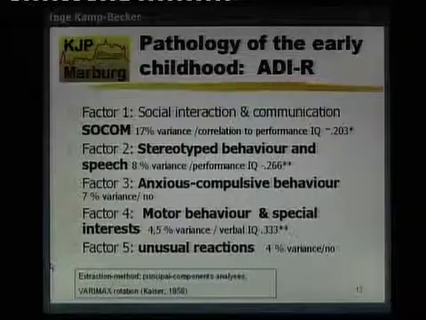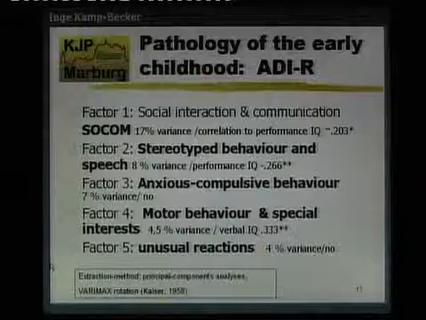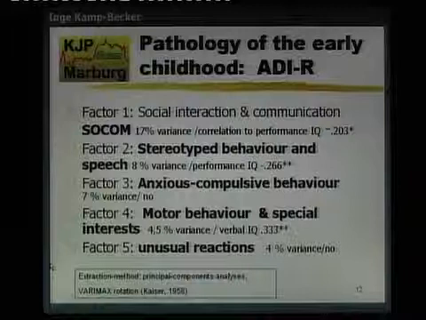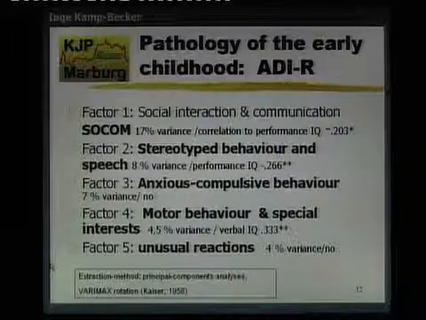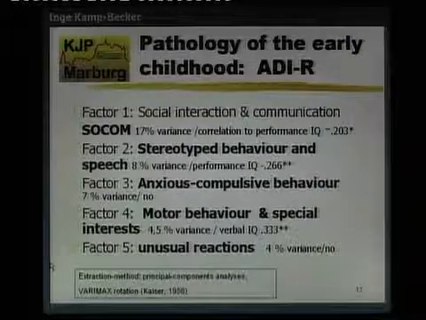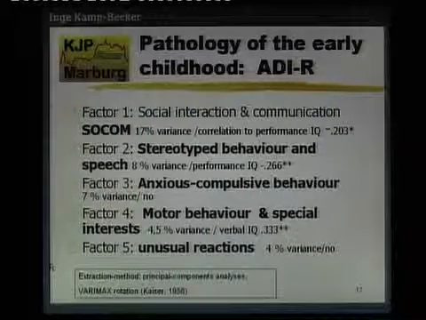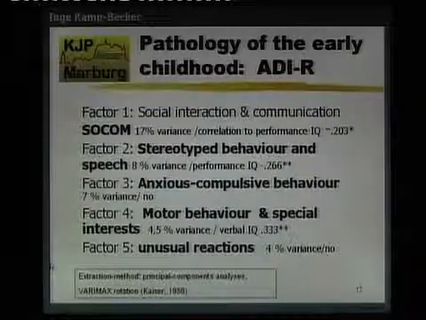This factor correlates on a 5% level with the performance IQ. The second factor contains items like mannerisms, echolalia, sensory interest, and so on. It is named stereotyped behavior and speech, and there is a significant correlation to the performance IQ. There are also very similar factors found in other studies. The third factor is called anxious and compulsive behavior, and it includes items like resistance to change, compulsion, sensitivity to noise, abnormal reactions to sensory stimuli, rituals, and so on. This factor explains 7% of the variance, and there is no significant correlation to intelligence. The fourth factor is motor behavior and special interests, and there is a significant correlation with the verbal IQ, and the last factor is called abnormal reactions.